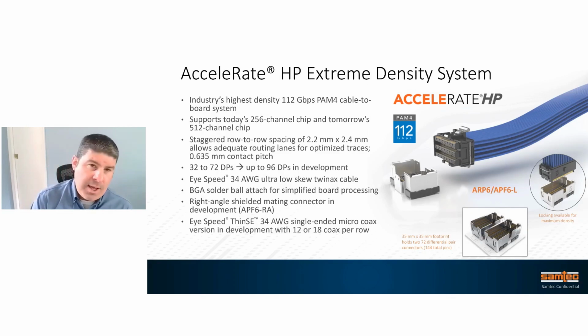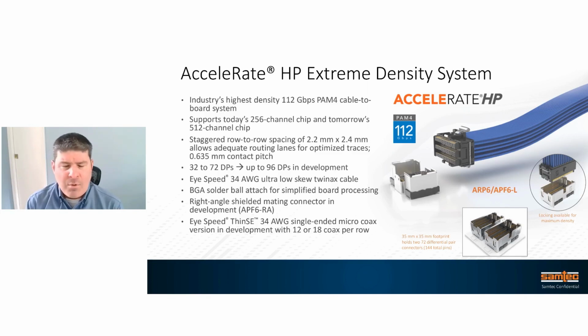Terminating the cable from the front panel to an ASIC adjacent solution is where we make our name within the industry. Our Accelerate HP extreme density system is used on leading AI platforms because of its performance per channel, but also its increased density. You can see that in a very small space, we can get up to 72 differential pairs. We're working on increasing that to 96.